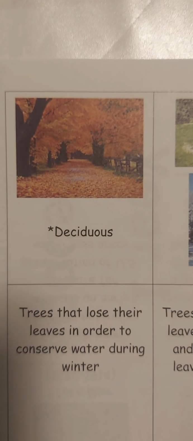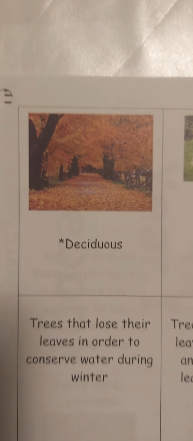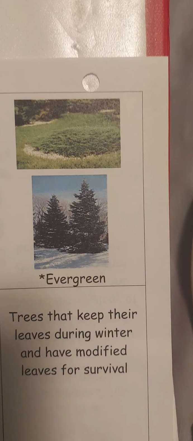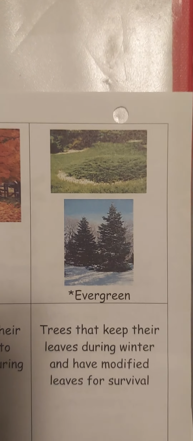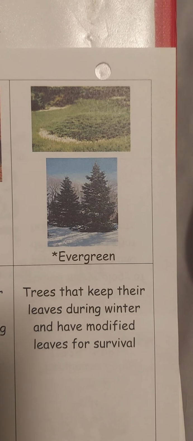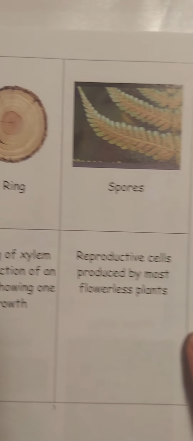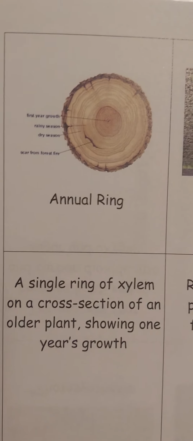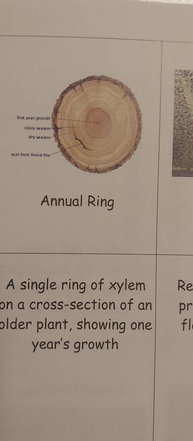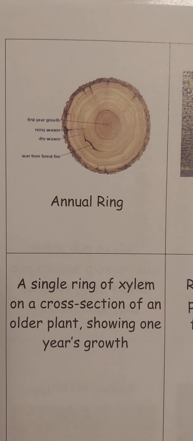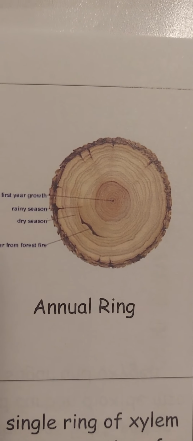Deciduous, trees that lose their leaves in order to conserve water during the winter. Evergreen, trees that keep their leaves during the winter and have modified leaves for survival. Annual ring, a single ring of xylem on a cross section of an older plant showing 1 year's growth.